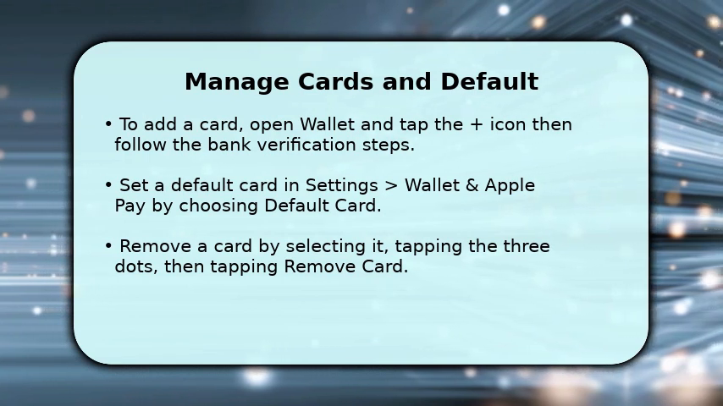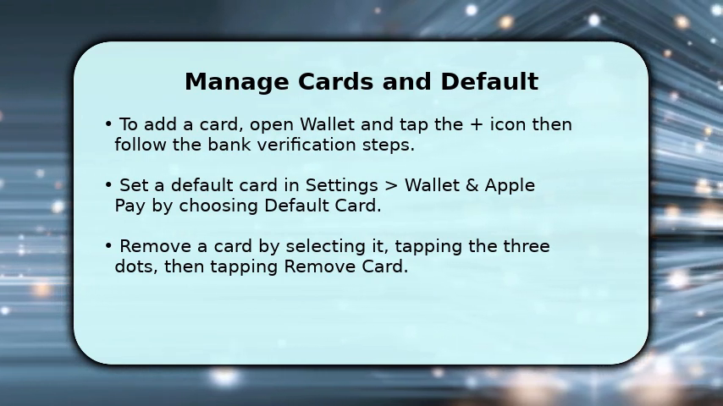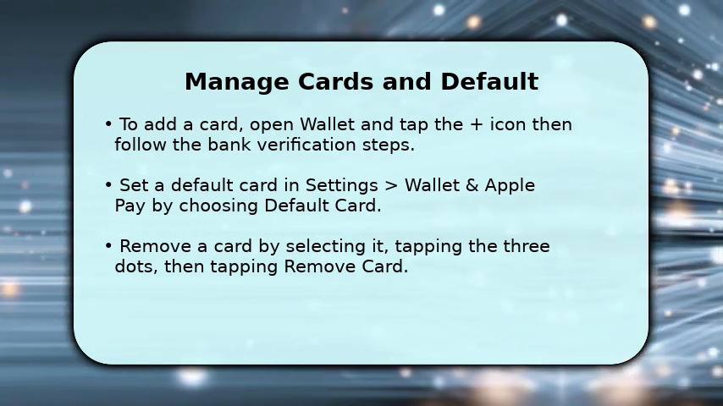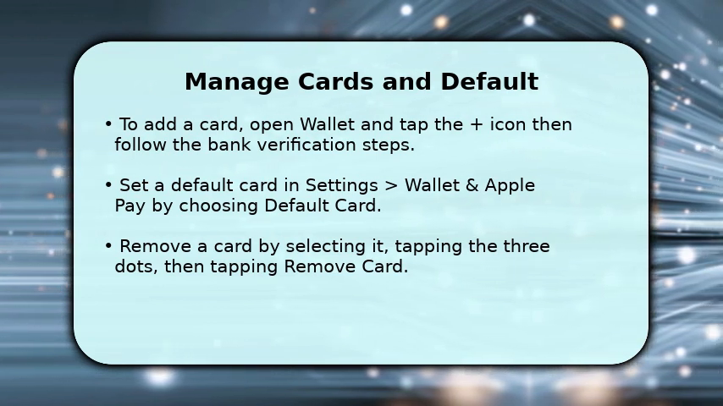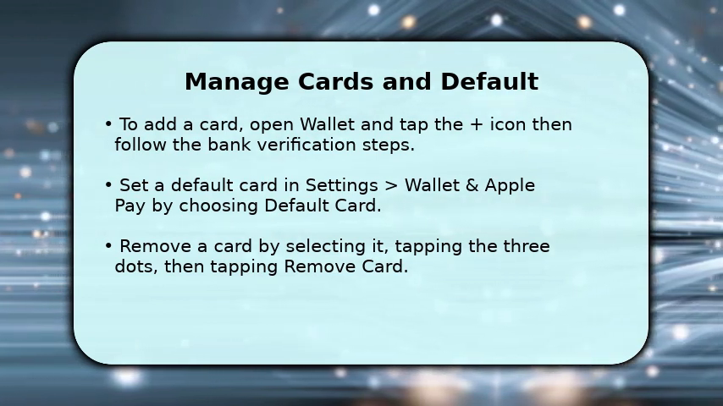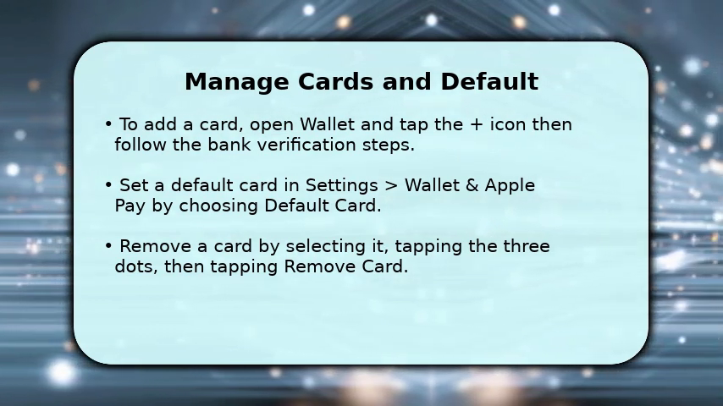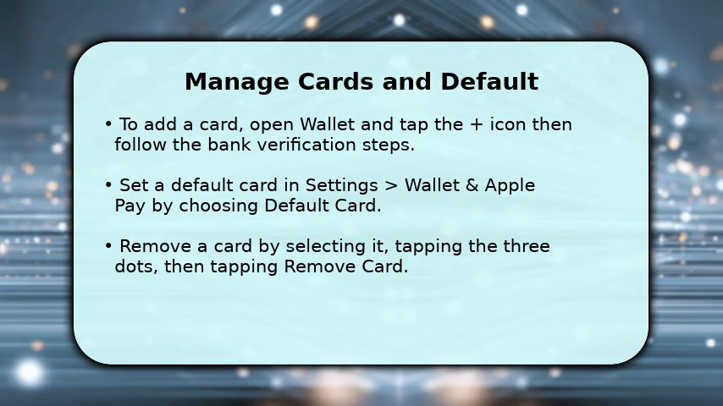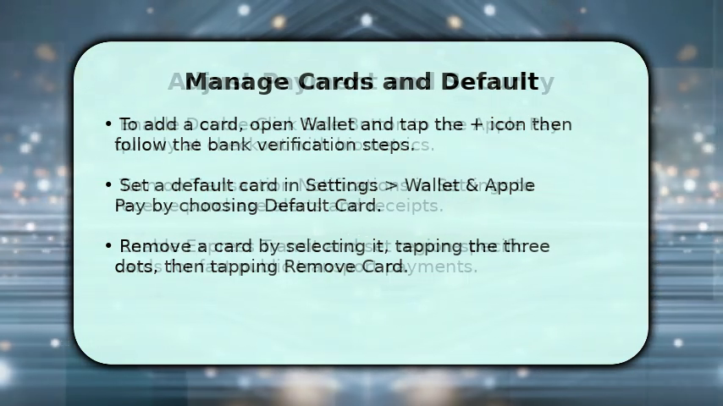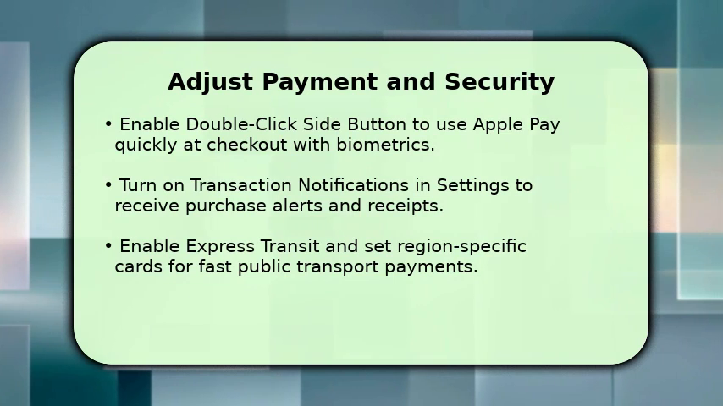To set your default card, open Settings, then Wallet and Apple Pay, and tap Default Card to choose one. Removing a card uses the three dots menu on the card detail screen and taps Remove Card to delete it from Apple Pay. Enable double-click side button in Settings to use Apple Pay quickly at checkout with Face ID.